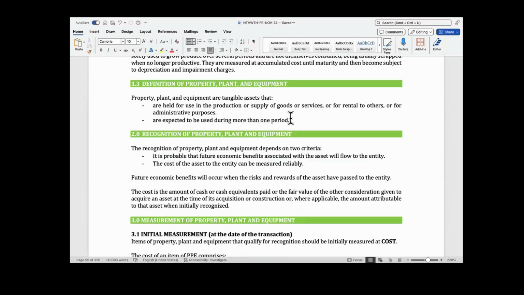Now, having looked at the definition of PPE and having told you that it is not all items that meet the definition of PPE that will eventually be recognized as PPE, then what criteria must be met before you can recognize an item as PPE? Oluwaseun, go ahead.